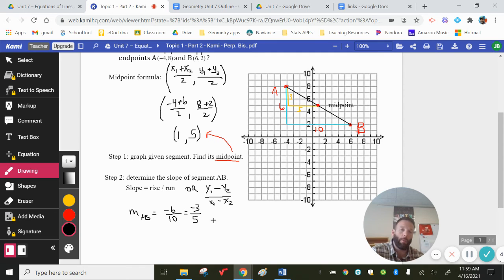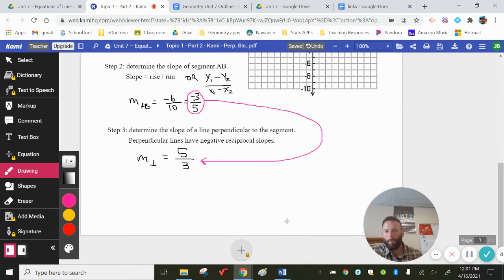So that's step 2. Step 1, I know the midpoint. Step 2, I determine the slope of my line. Why do I need to know the slope of the given line? Because I want a line perpendicular to that line, and perpendicular lines have negative reciprocal slopes. So step 3: determine the slope of a line perpendicular to the segment. Remember, perpendicular lines have negative reciprocal slopes. The slope from A to B was -3/5, so the slope of a perpendicular line is a positive 5/3.